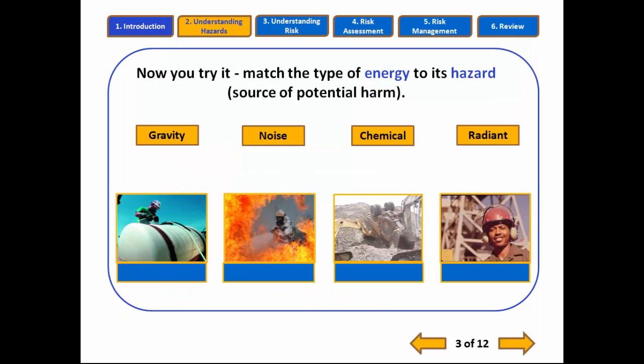So, let's practice matching type of energy with the associated hazard. So here we've got 4 types of energy: gravity, noise, chemical, and radiant energy. And we have 4 images of situations where a hazard is present. So I invite you to pause the video for a moment and try and match the 4 types of energy with the 4 situations.